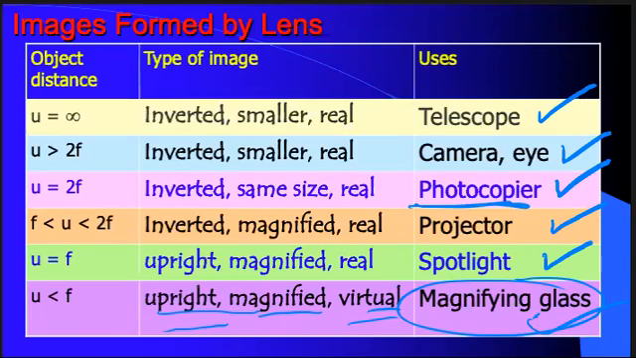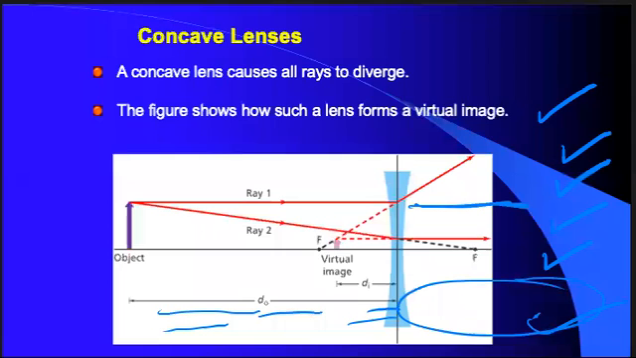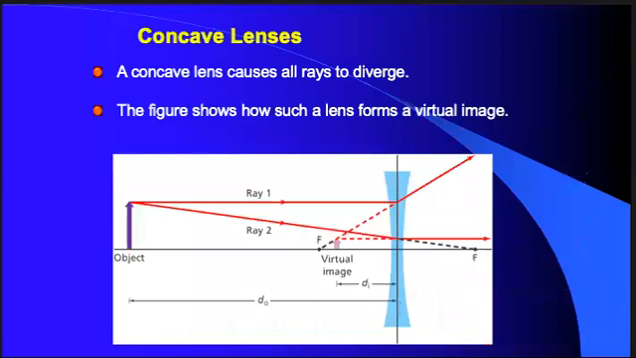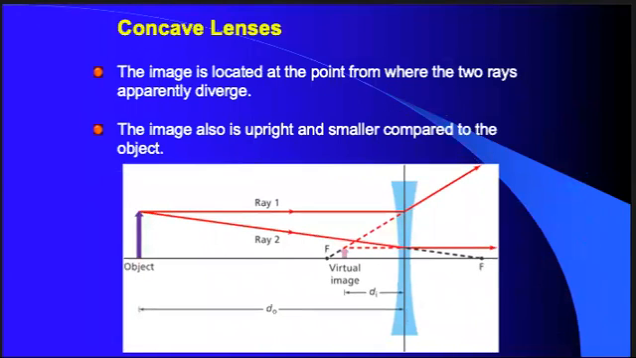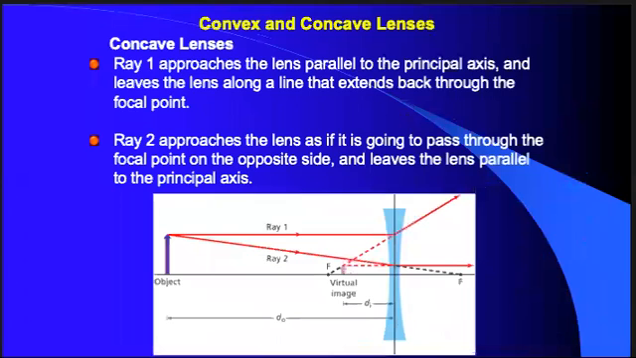Now, what about concave lens? There is no problem with not so much with concave lens because ang concave lens amo lang din nang i-produce siya. Okay? So a concave lens causes all rays to diverge. The figure shows how such lens forms virtual image. So the image is located at the point from where the two rays apparently diverge. Okay. So let's see how it works.